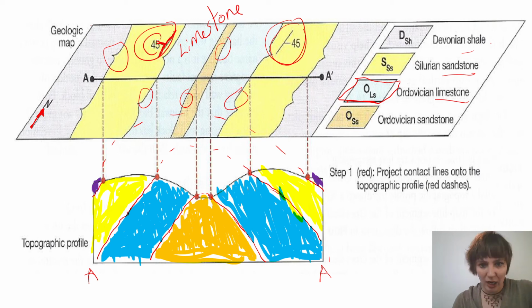All that we've done is, well, the first step is to map all of those contacts onto your map. And then you need to figure out what the dips are, and then extend those underground and color in your different horizons.